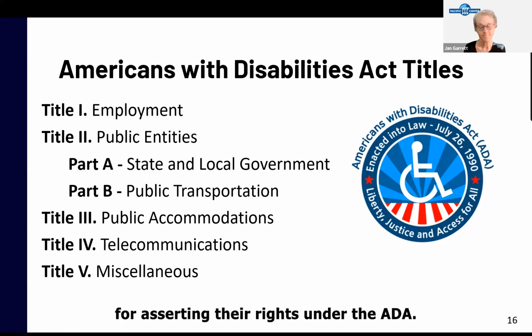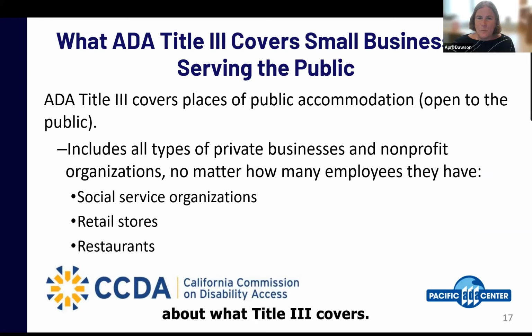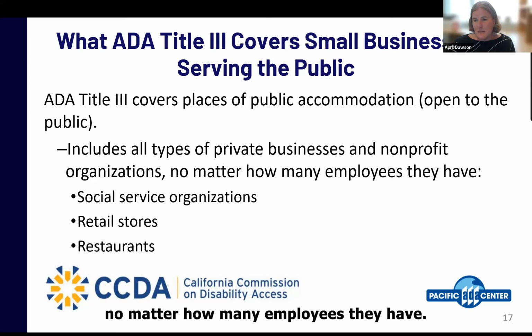Thank you, Jan. So let's talk a little bit about what Title III covers. This is April, related to small businesses serving the public. The ADA at Title III, as Jan was saying, covers places of public accommodation open to the public, which includes social service organizations, retail stores, and restaurants. It's important to note that it includes all types of private businesses and nonprofit organizations, no matter how many employees they have.